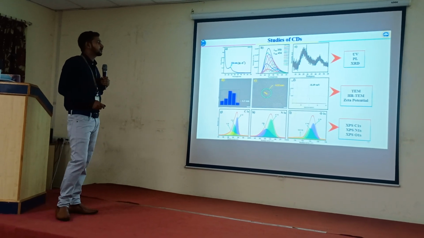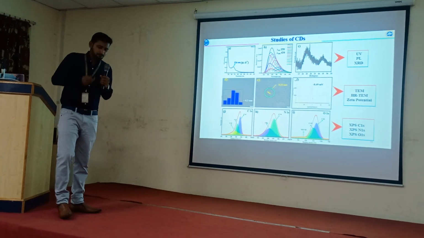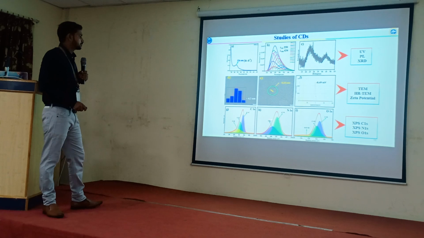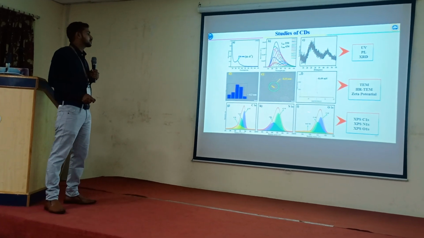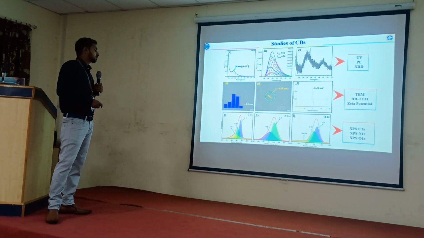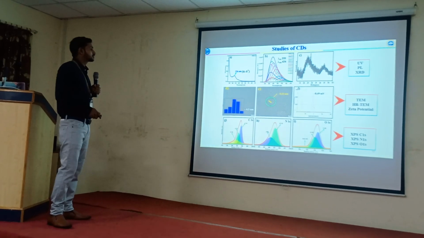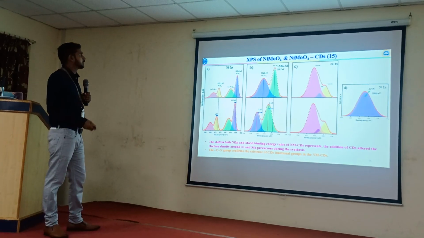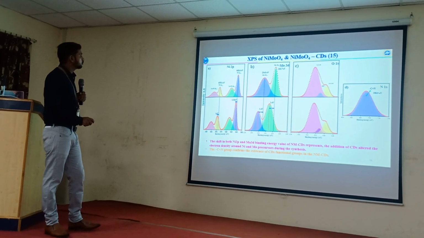Here the minus 8.49 further confirms the carbon dioxide exists with a negative surface charge, and figures G, H and I represent the C1s, N1s and O1s spectra of carbon dioxide, which confirm the corresponding functional groups on it. And the XPS spectra of nickel molybdenum and nickel molybdenum carbon dioxide hybrid. Figure A represents the nickel 2p spectra.